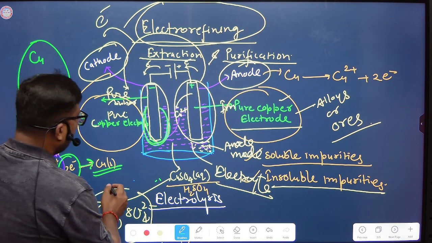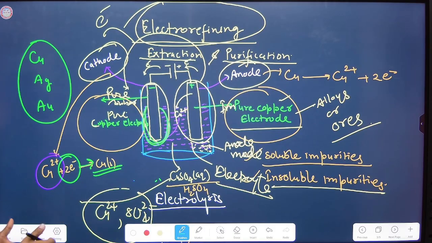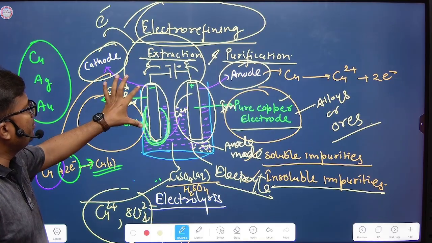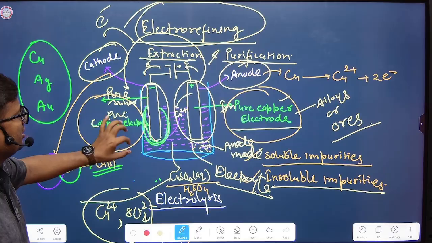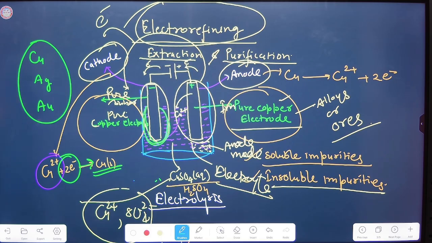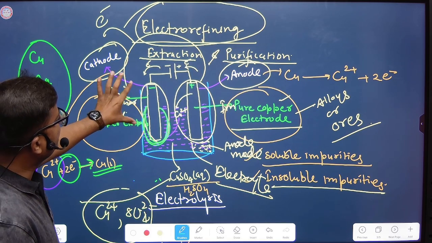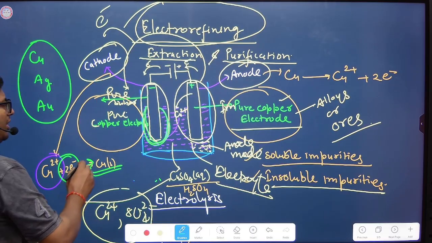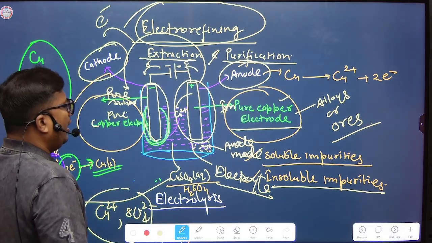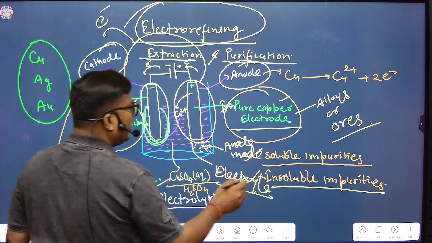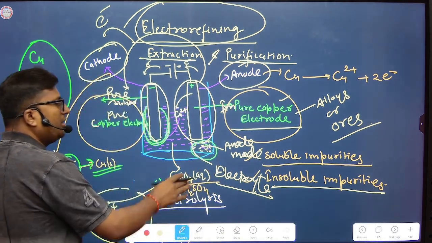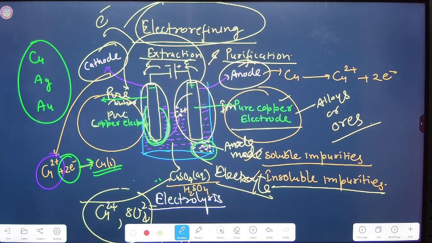So after the passage of time, what happens? The weight or mass of this pure copper electrode gets increased. So this becomes thicker or thinner, right? Because of the deposition of the copper. And those impurities which are insoluble in the electrolyte get deposited at the bottom, right? So they are called anode mud or anode sludge, right?